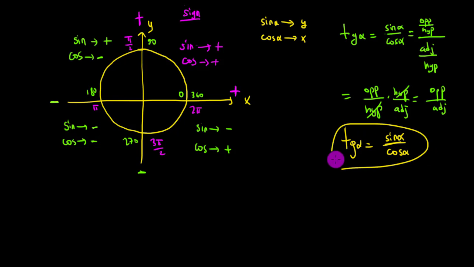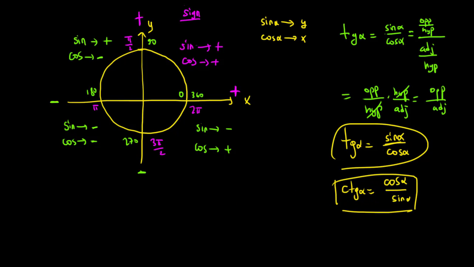This is always true. And since tangent and cotangent are opposites, cotangent alpha is equal to cosine over sine. Remember these two things.